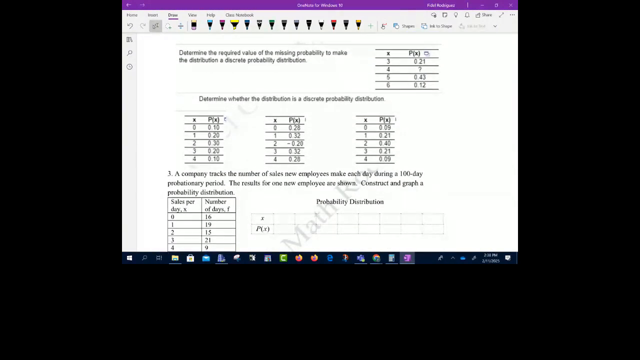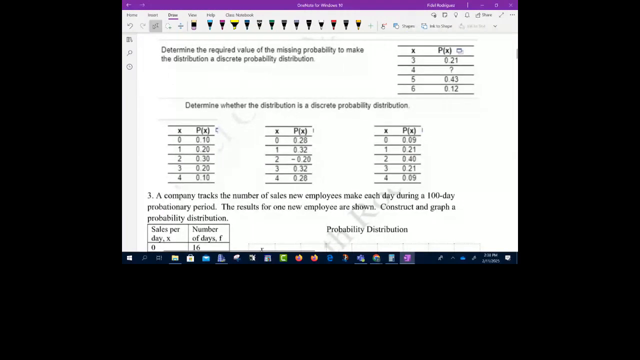Okay, for the first part here, it says, determine the required value of the missing probability to make the distribution a discrete probability distribution. So, y'all, a couple of things here. They gave us some values, 3, 4, 5, and 6. The probability that we get a 3, a 4, a 5, or 6. Those are my only options. I can only get a 3, 4, 5, or 6. And these are the probabilities. So, y'all, first thing we want to make sure is that when we add up all those probabilities, they add up to the number 1, okay?